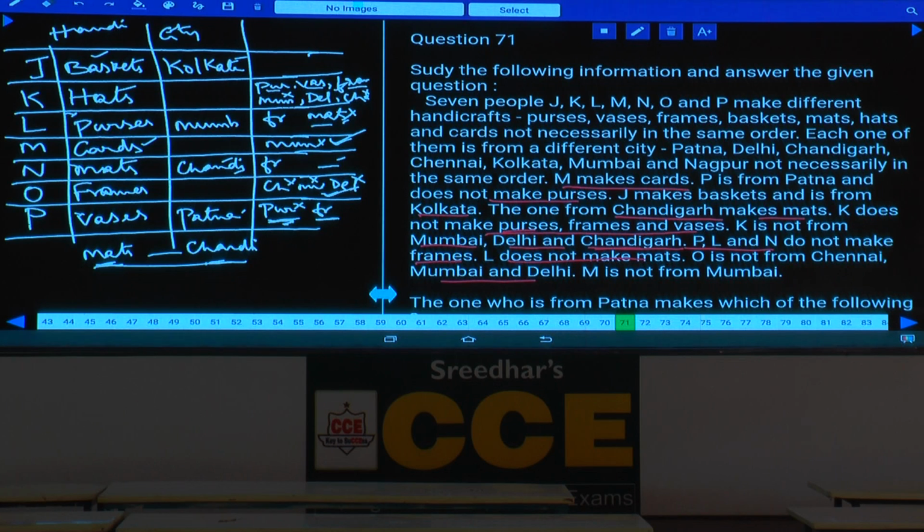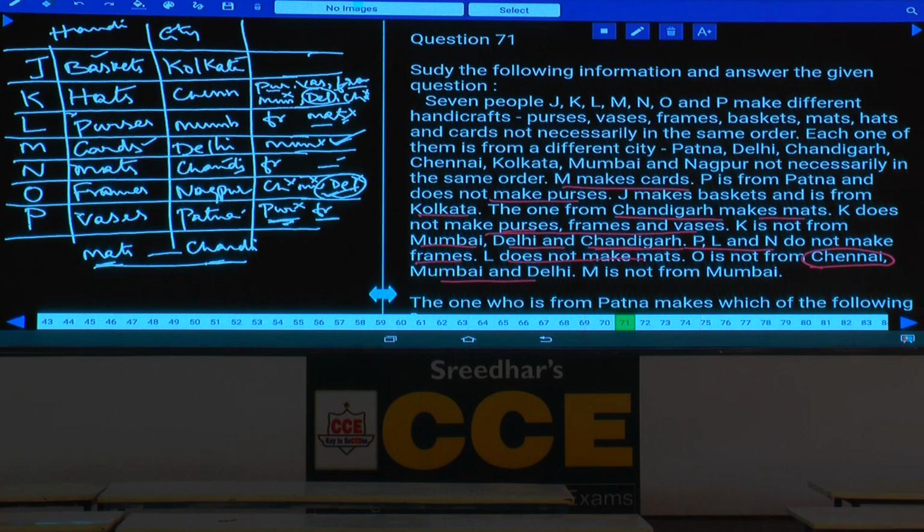Now Delhi. This person cannot be Delhi, O is not from Delhi, and K is also not from Delhi. As these persons are not from Delhi, who is from Delhi? M is from Delhi. As M is from Delhi, two more cities are left over. What are those two? One is Chennai and another is Nagpur. Now O is not from Chennai. As O is not from Chennai, who will be from Chennai? K will be from Chennai. If K is Chennai, O is Nagpur.